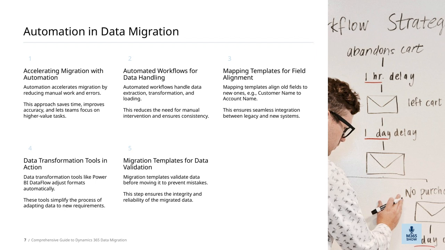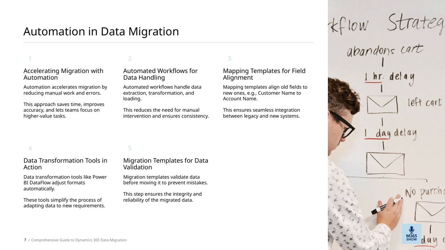Then there are mapping templates, which align old fields with new ones. Think of matching customer name to account name. This ensures seamless integration between your legacy systems and the new environment, reducing potential mismatches or errors. Automated workflows are another key component. They handle the entire process, extracting, transforming, and loading data without manual intervention. This consistency is vital for a smooth migration.